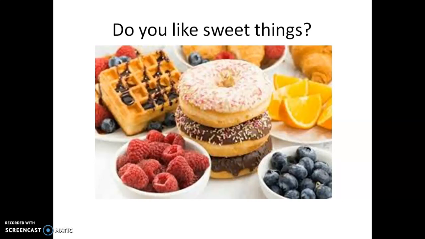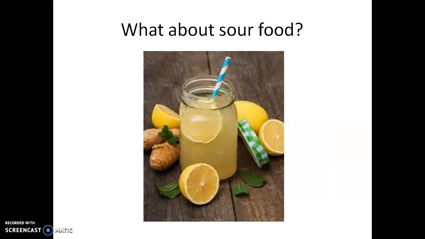Okay, now today after I finish the lesson, maybe you would like to eat different types of food. Okay, let's move on now. What about the sour food? Oh, this one, also in the jar with that straw. It looks so exciting, and I just want to sip the nice fresh lemonade. Any guesses? How many of you like lemonade?